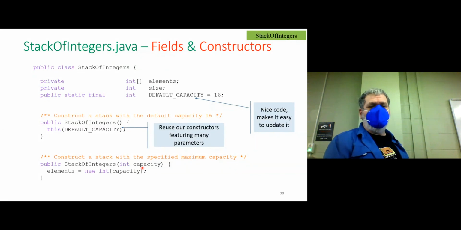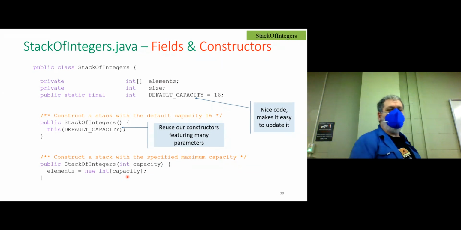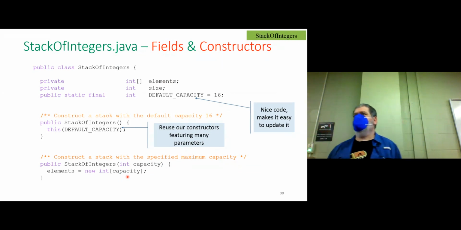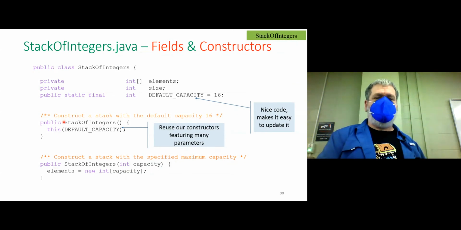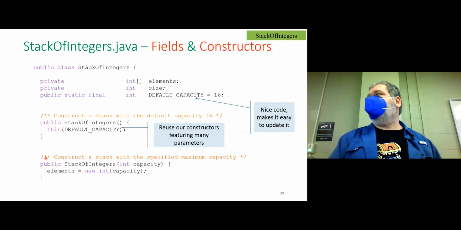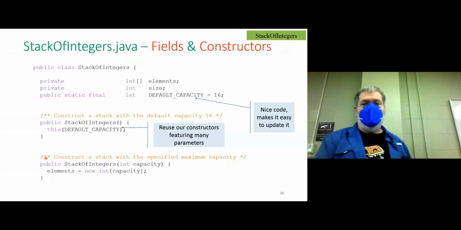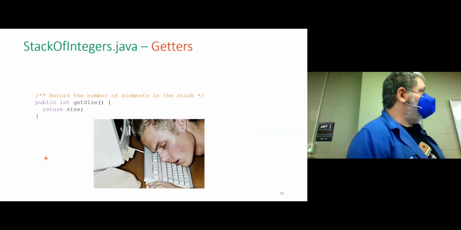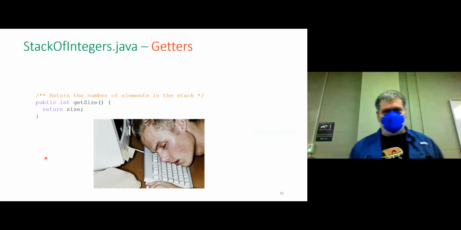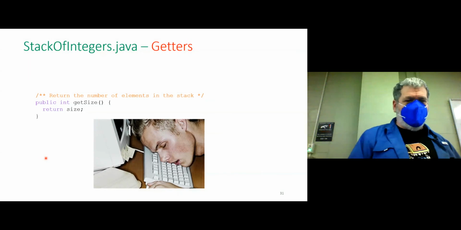Okay? And then if you tell me the capacity, then I create a new array of int that has that number of elements, and I put the reference inside elements. So both constructors end up executing the work that is done in this constructor, just like we have done with the to-do item class. Then there are parts of the code that are not as exciting, assuming the previous part was exciting to some of you.